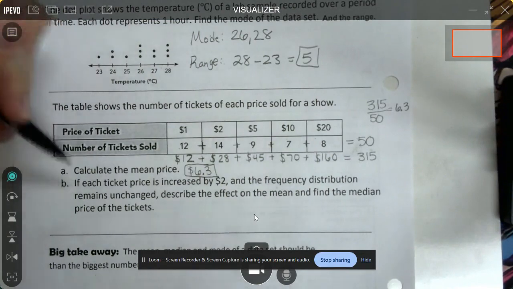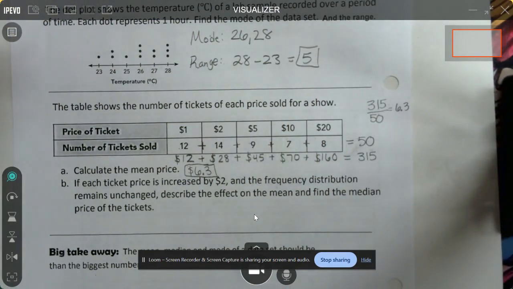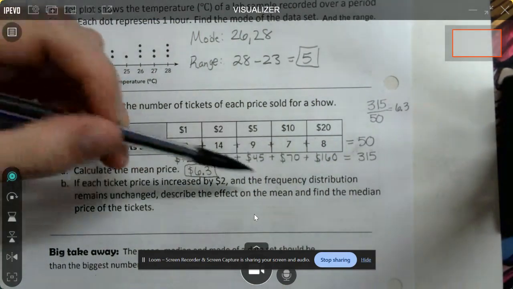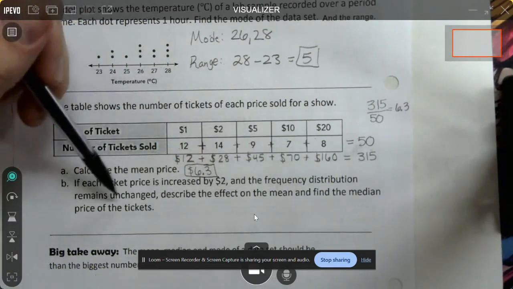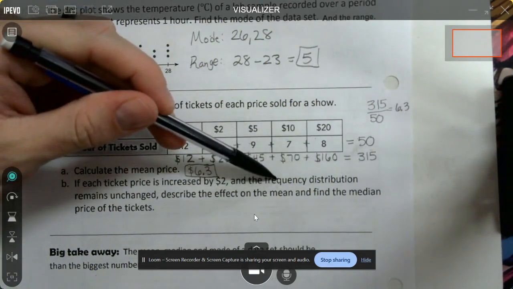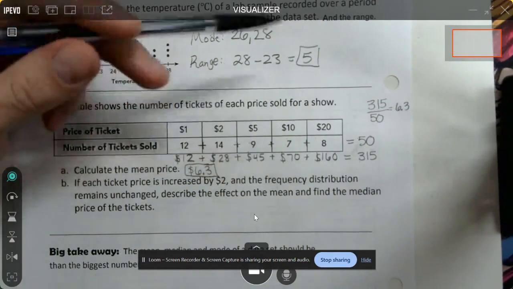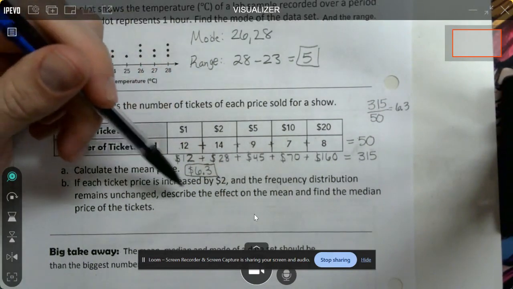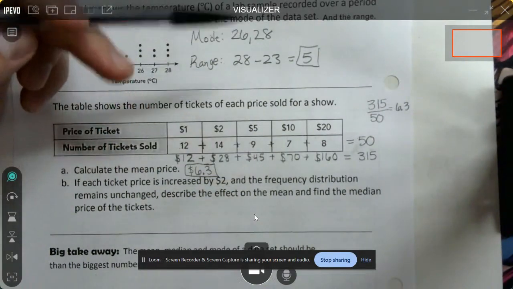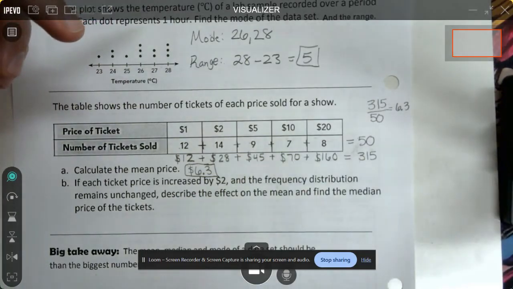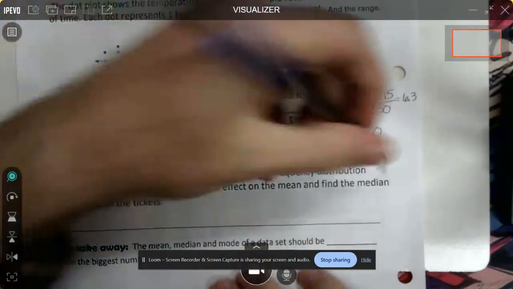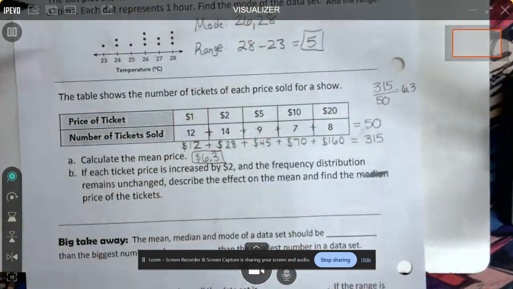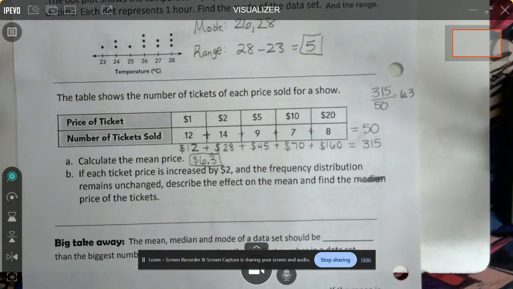Now read B. B says if each ticket is increased by $2 and the frequency distribution remains unchanged, that means the number of tickets sold, describe the effect on the mean and the median price of the tickets. All right, guys, so we are not going to find the median on this problem. We are going to see how increasing the price changes the mean.